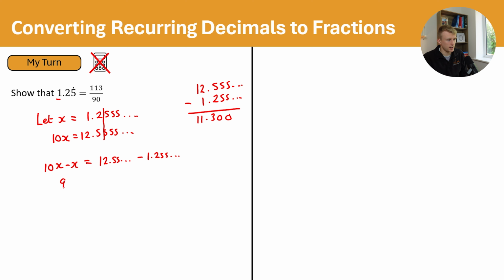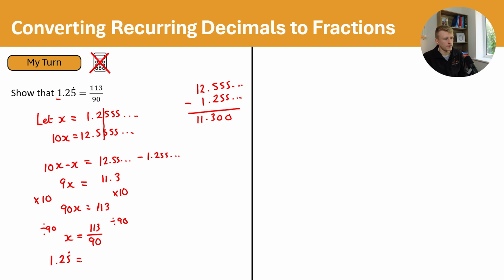10x subtract x is 9x, and this is equal to 11.3. I'm going to multiply both sides by 10 to remove that decimal point. 9x multiplied by 10 is 90x, and 11.3 multiplied by 10 is 113. Divide both sides by 90. Gives me an answer of x is equal to 113 over 90. And we said x was our recurring decimal, so 1.25 recurring is equal to 113 over 90.